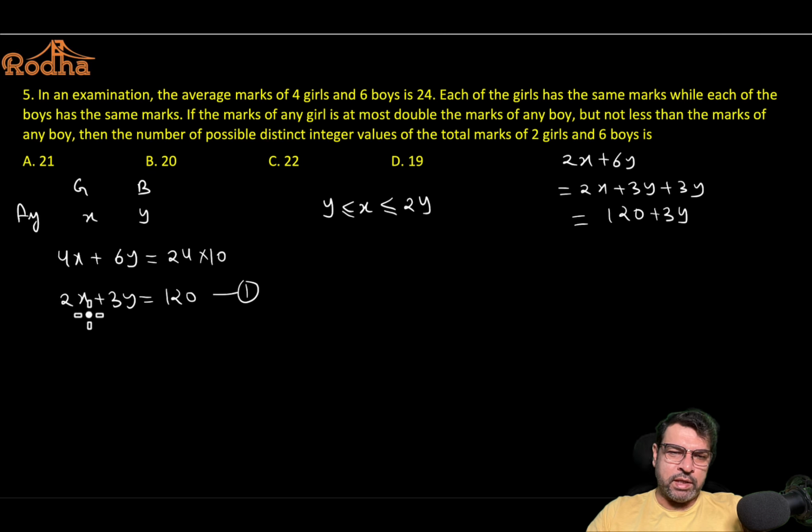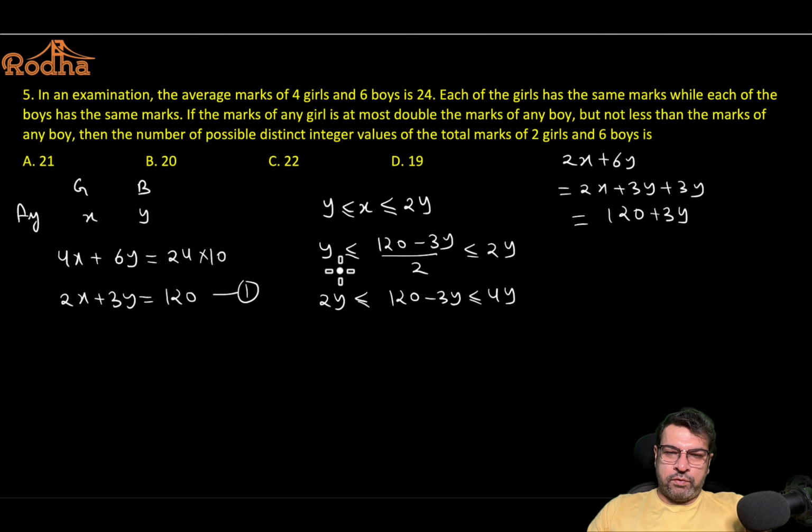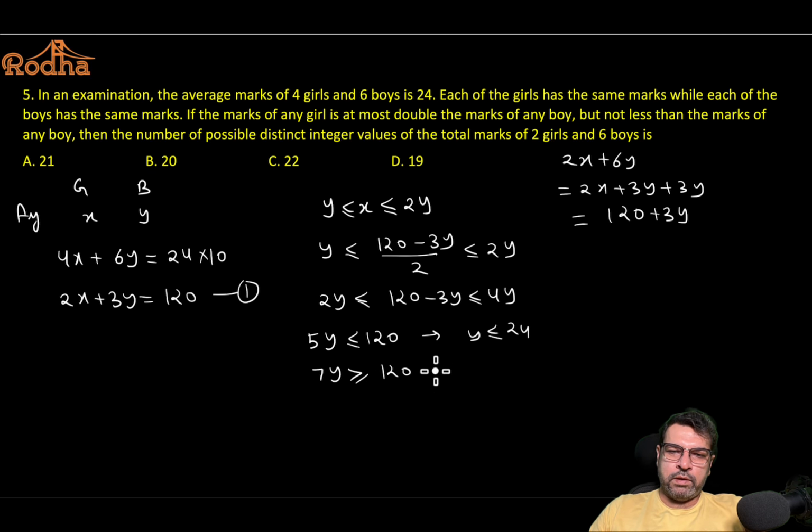From this I can find the value of x as (120 minus 3y) upon 2. Can I say y is less than or equal to (120 minus 3y) upon 2, which is less than or equal to 2y. Multiply by 2 gives you 2y less than or equal to 120 minus 3y less than or equal to 4y. So this and this, if you solve this, this goes here, 5y less than or equal to 120 or y less than or equal to 24. From this and this, 7y more than or equal to 120 or y more than or equal to 120 by 7.